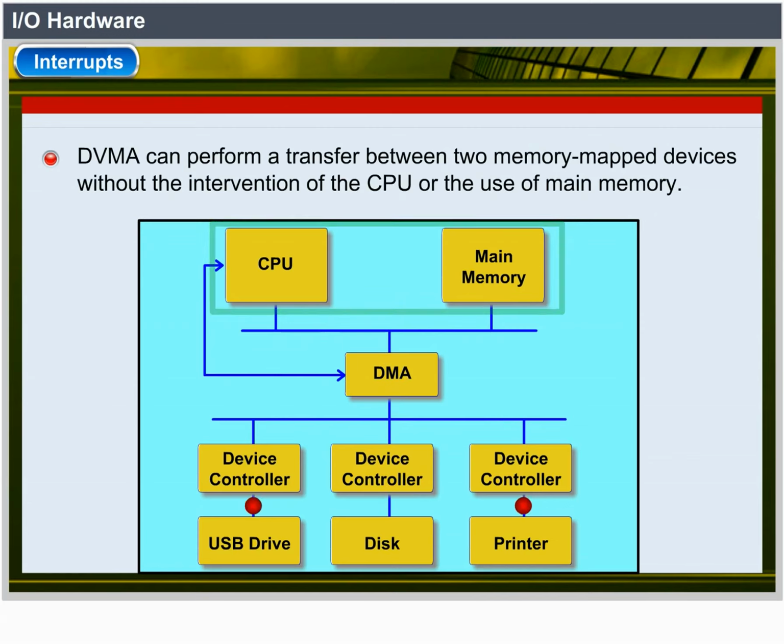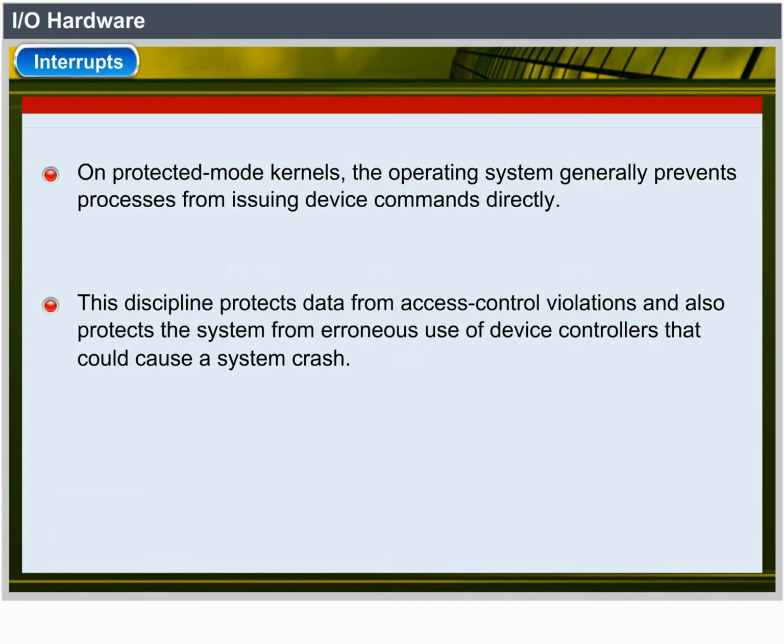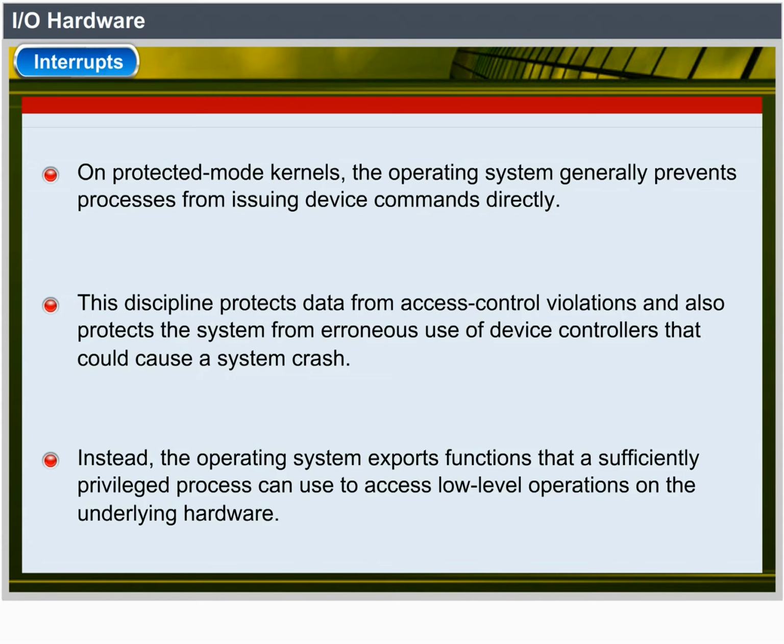On protected mode kernels, the operating system generally prevents processes from issuing device commands directly. This discipline protects data from access control violations and also protects the system from erroneous use of device controllers that could cause a system crash. Instead, the operating system exports functions that a sufficiently privileged process can use to access low-level operations on the underlying hardware. On kernels without memory protection, processes can access device controllers directly.